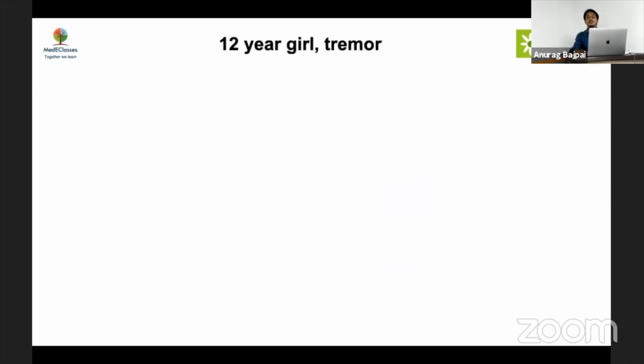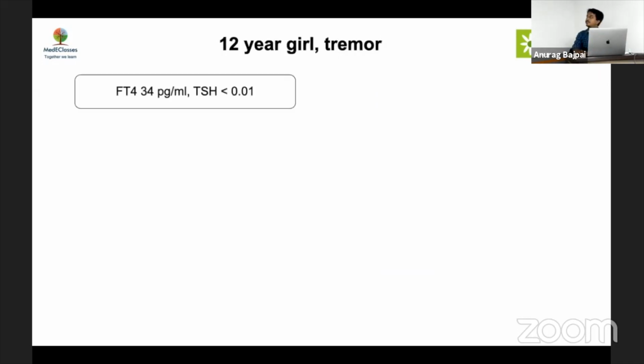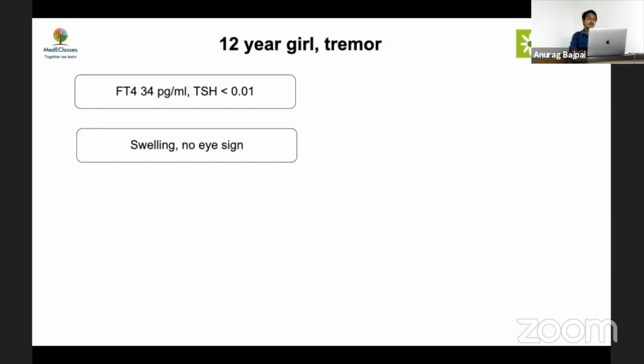So a 12-year-old girl presented to us with tremor. FT4 was again high, TSH was undetectable. So what do you think, is this thyrotoxicosis or TSH adenoma? Thyrotoxicosis, not a TSH adenoma, because the TSH is undetectable at this point of time. And then you're seeing that FT4 is reasonably high, there is swelling but no eye signs at this point. So there is thyroid swelling but no eye sign. What do you think is the most likely possibility?